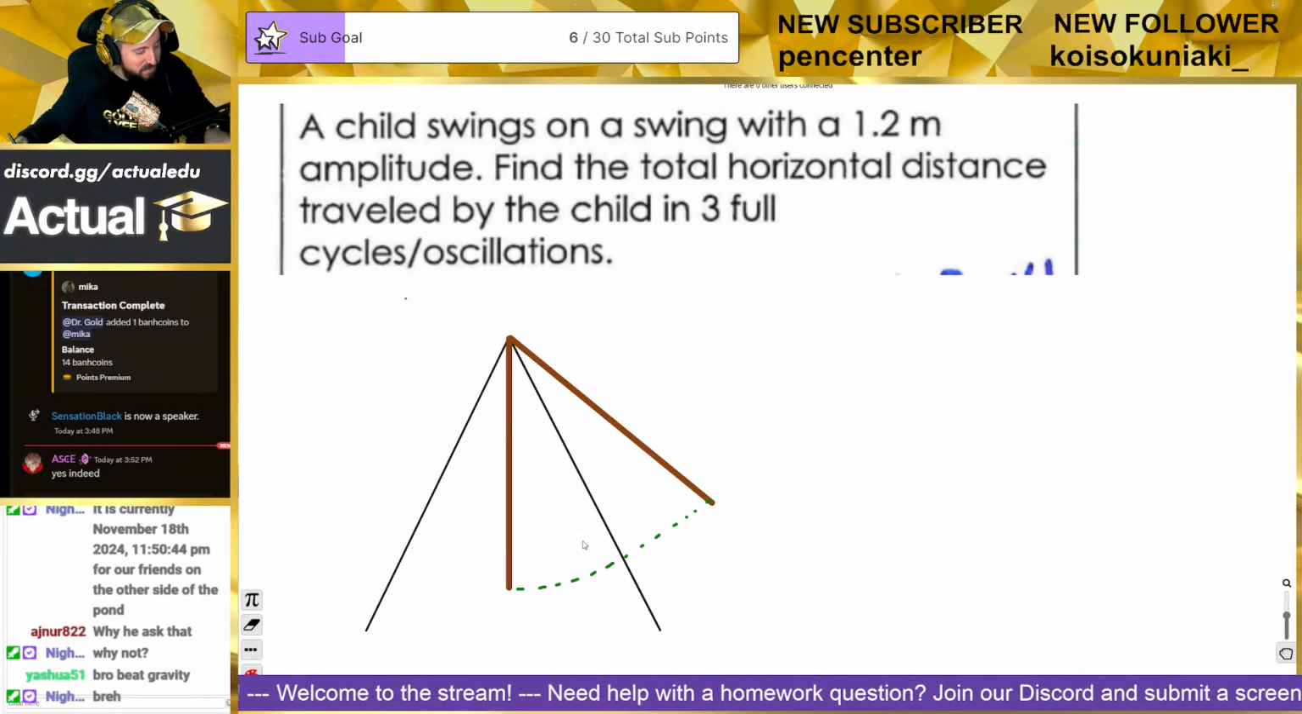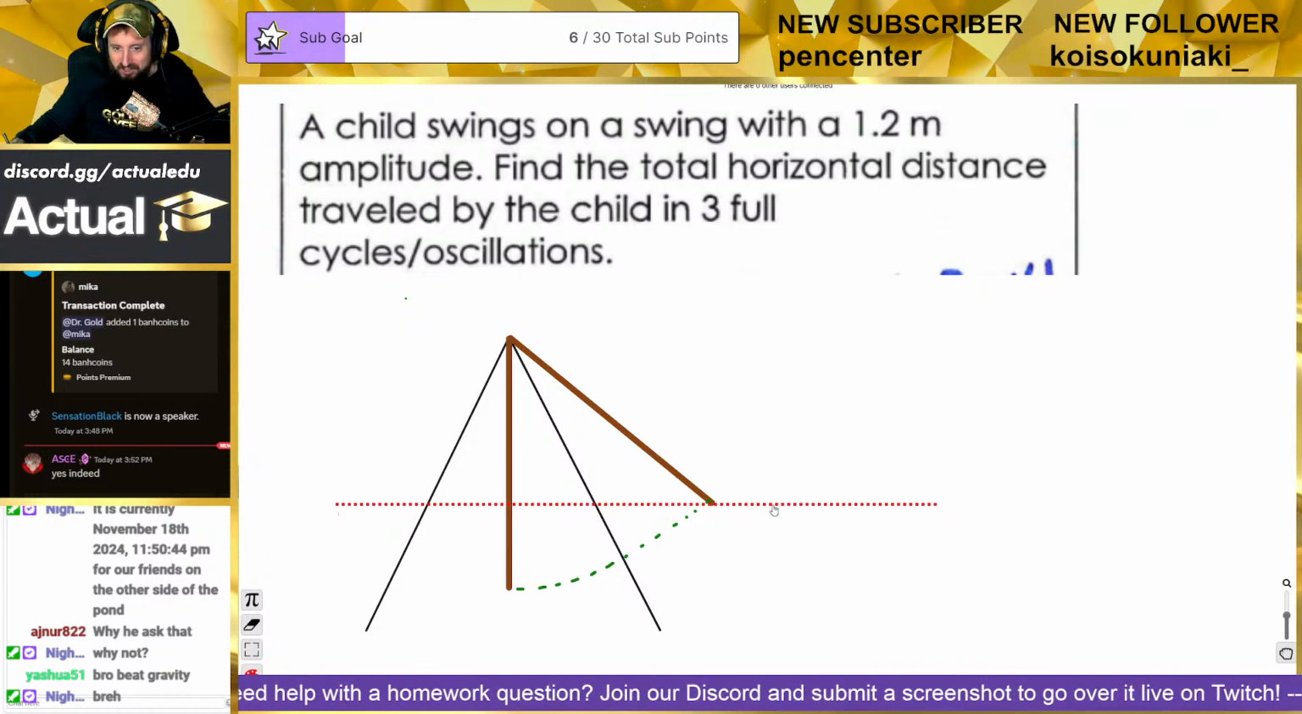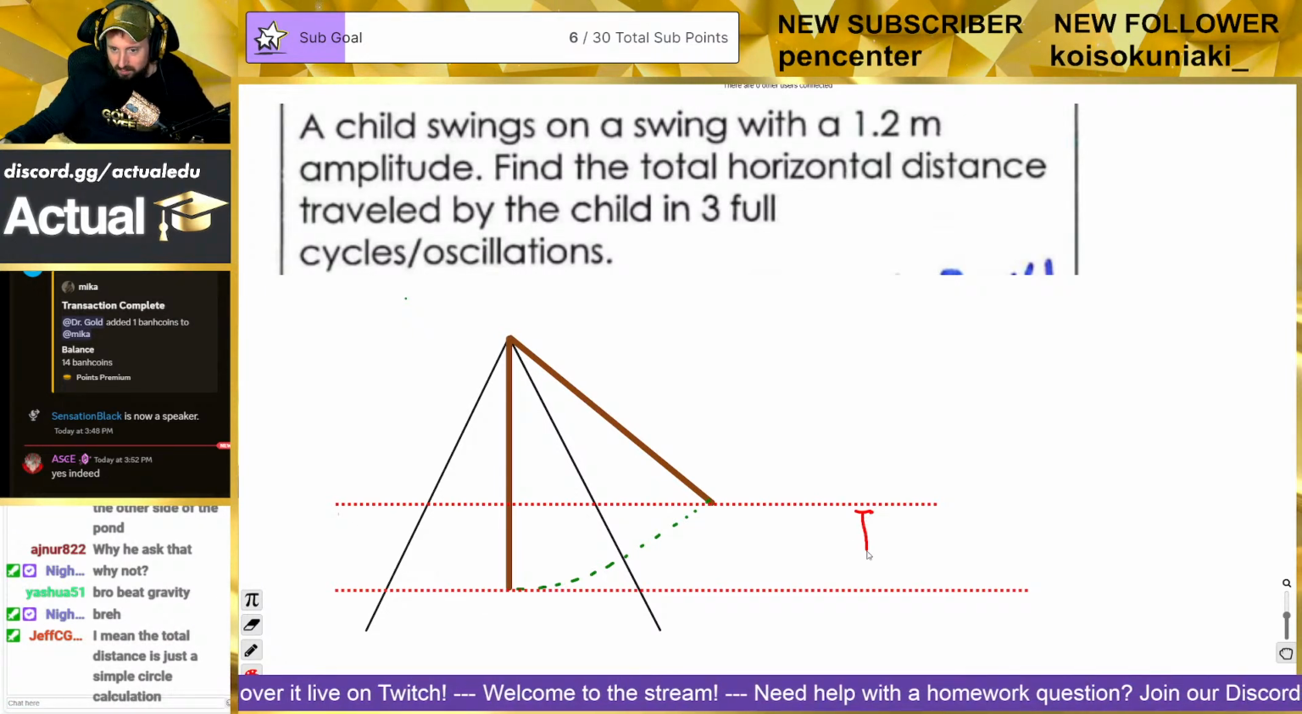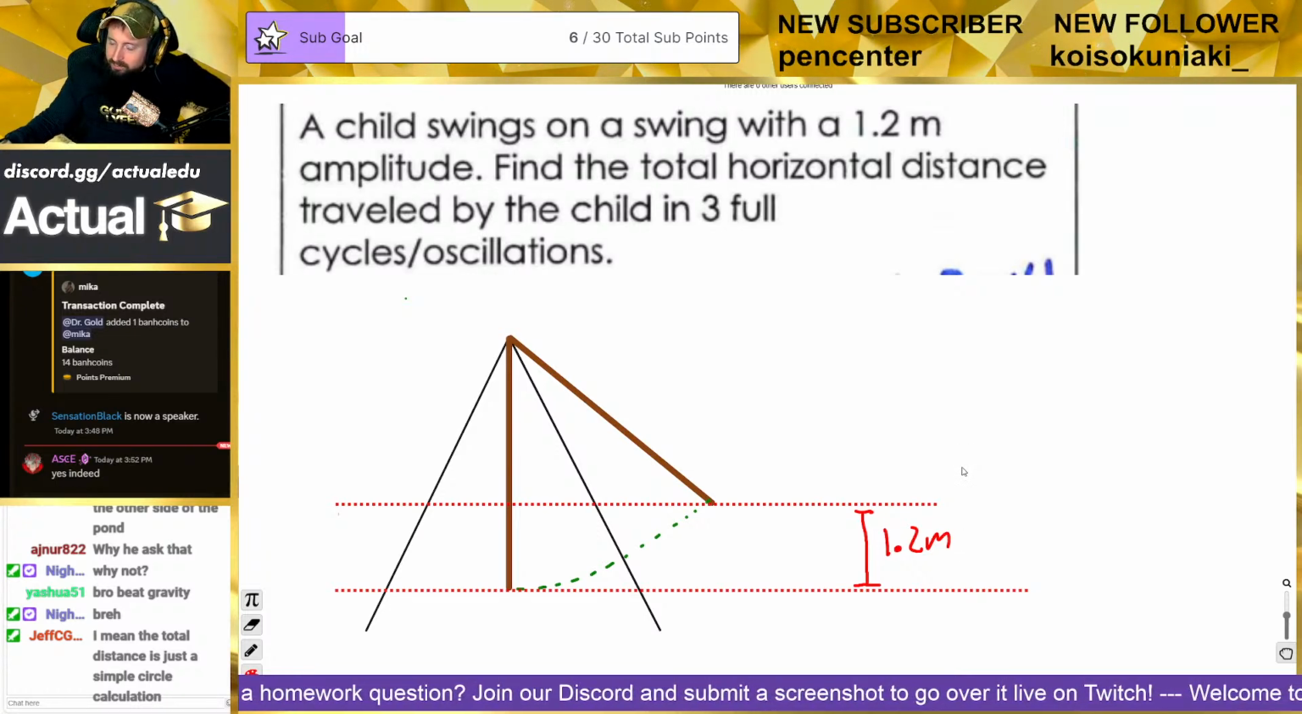Bro beat gravity. He beat the fuck out of gravity. It's like, can't touch me, dog. Okay. I assume from here to here is, this is such a weird question, because I think I need to know the length of the swing, right? I assume we're talking about this. This is 1.2 meters. This is such a weird question. Yeah, total distance is just, but don't I need to know how long the swing is? Because 1.2 meters of vertical displacement depends on how long this is.